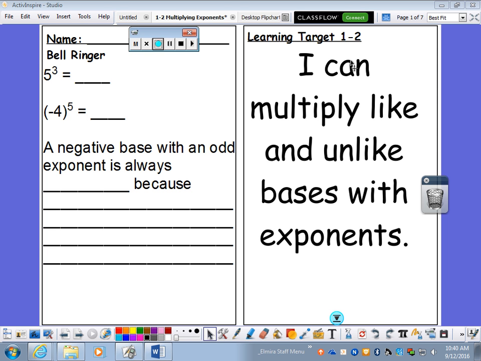This is our lesson for 1-2. I want you to be able to multiply like and unlike bases with exponents, okay? So the bell ringer is what we did in class yesterday, and typically in the video I'm not going to be going over those, but this is our learning target in this video. I can multiply like and unlike bases with exponents.